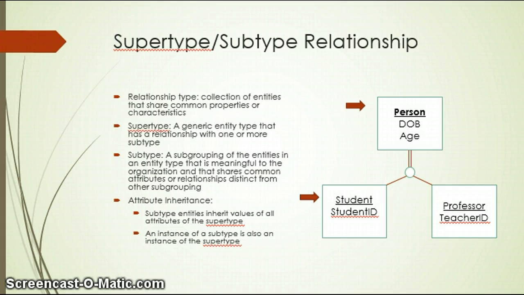Attribute inheritance. Subtype entities inherit values from all attributes of the supertype. An instance of a subtype is also an instance of a supertype. Here, the person would be a supertype and the student and professor would be subtypes. Student and professor would both inherit date of birth and age attributes from person.